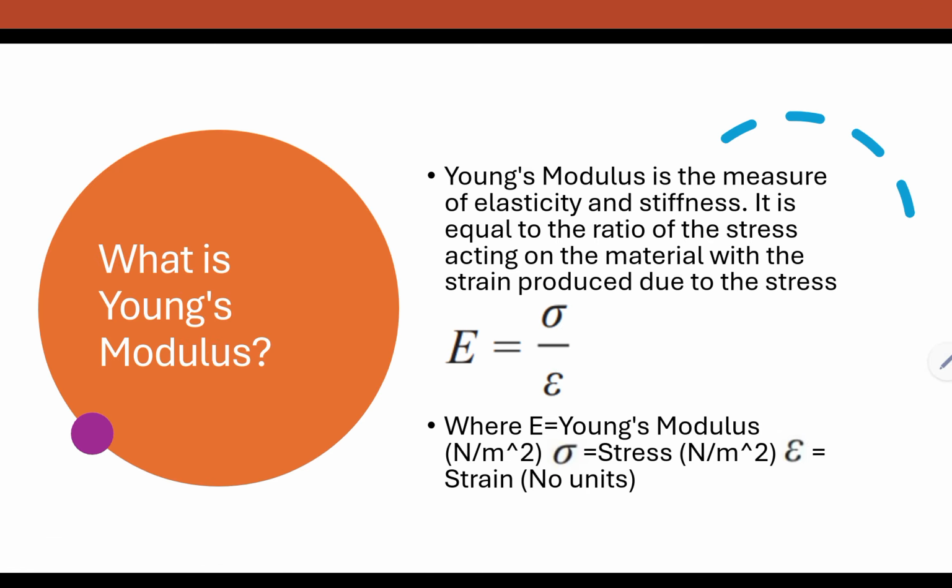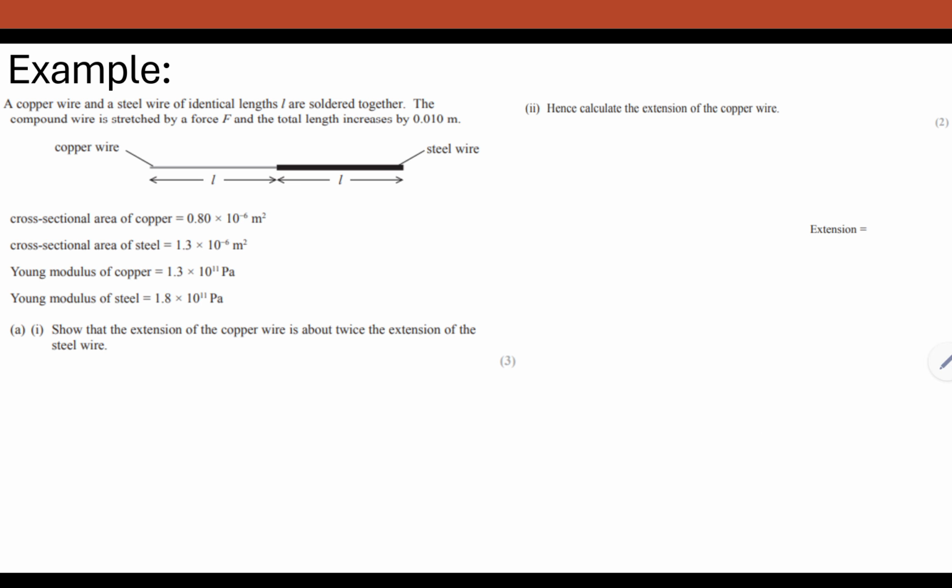First of all, what is Young's modulus? Young's modulus is the measure of elasticity and stiffness. It is equal to the ratio of the stress acting on the material to the strain produced due to the stress, where the formula is E equals sigma over epsilon, where E equals Young's modulus, sigma equals stress, and epsilon equals strain.